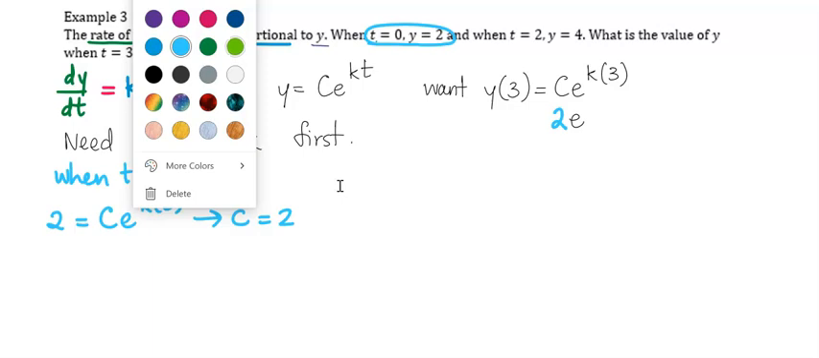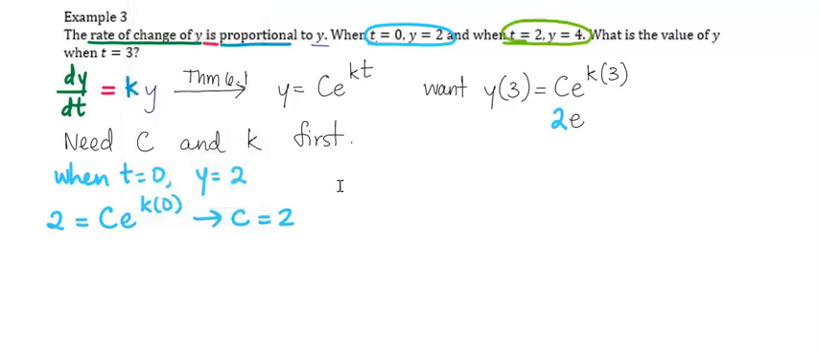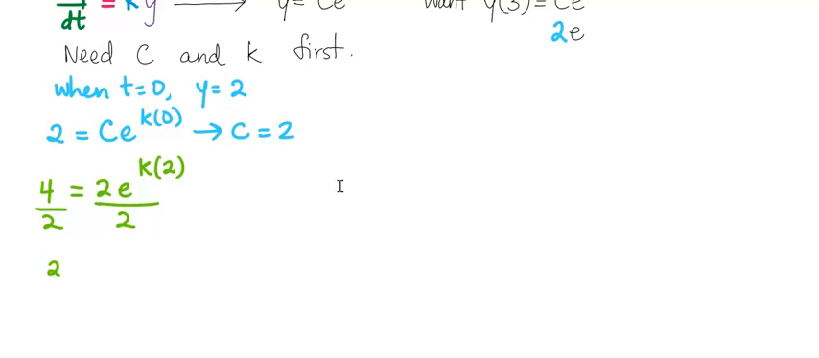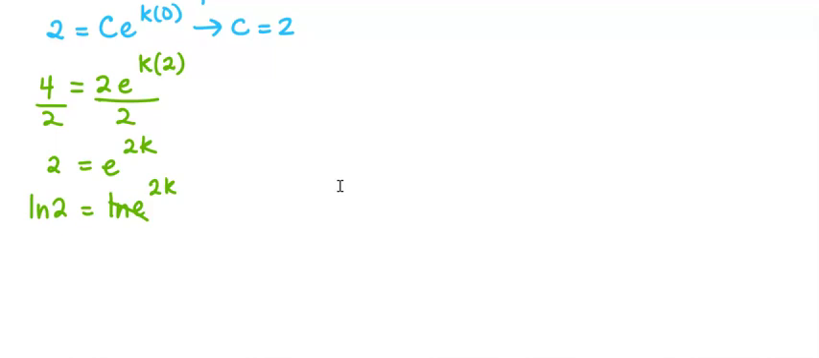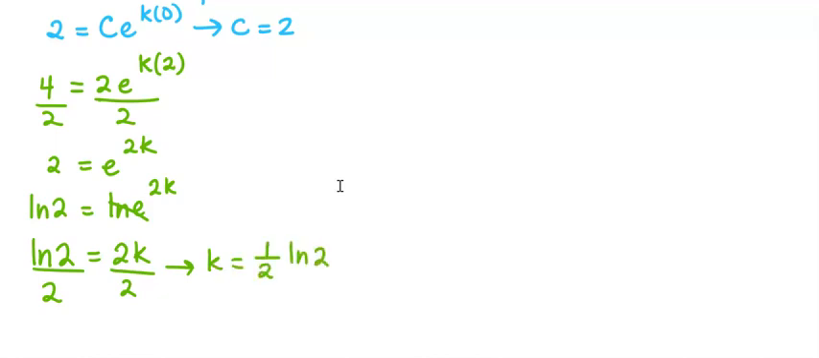The second initial condition that they gave us is that when t is equal to 2, y is equal to 4. So I'm going to plug in 4 for y, and 2 for t. But remember that we already know that c is equal to 2, so I'm going to put 2 for c. And then I have k, and I'm plugging in 2 for t. I'm going to divide both sides of this equation by 2, which tells me that 2 is equal to e to the 2k. I'm trying to solve for k, so I'm going to need to use natural log on both sides, because natural log will cancel out the e and just leave me with 2k on the right side of the equation. And then to solve for k, I'll need to divide both sides by 2.